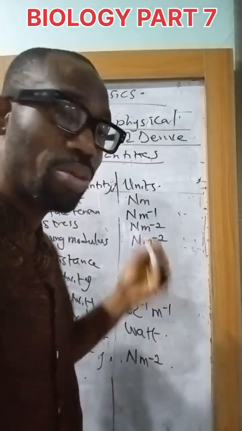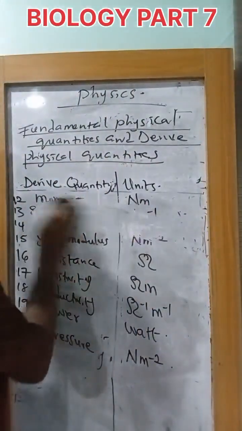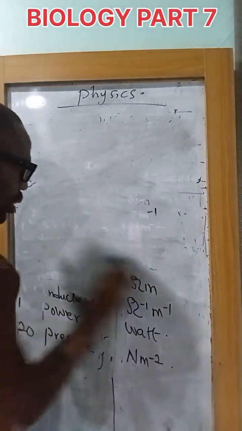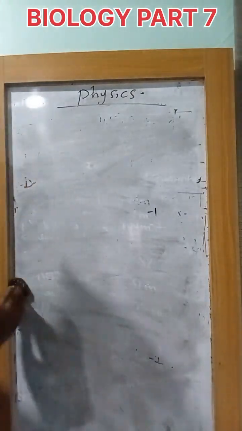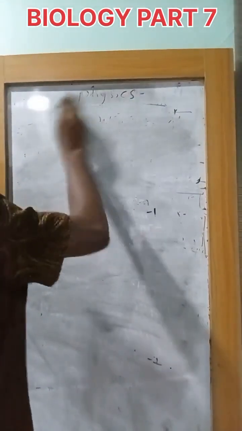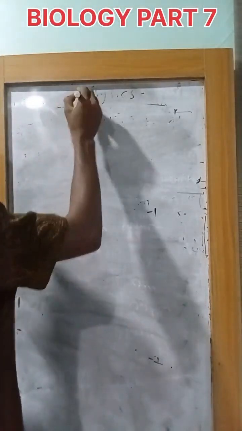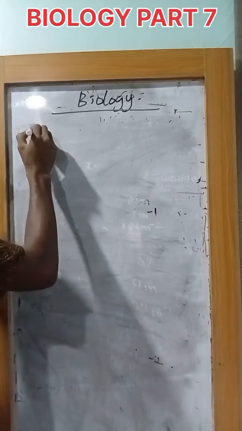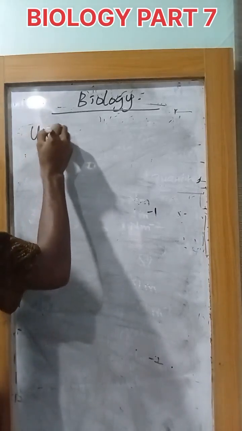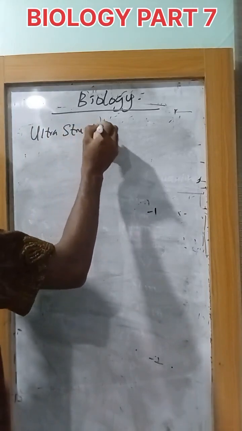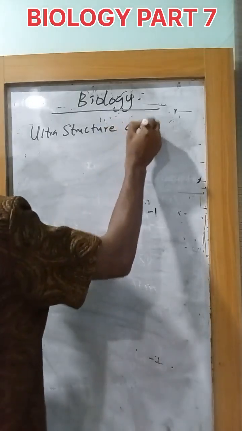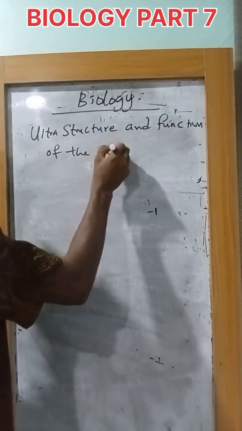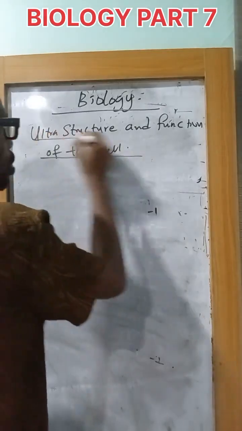So the previous time we learned physics. Now I want to look at biology quickly. Now in biology, go and watch my biology video 1, 2, 3, 4, 5, 6. Okay, biology part 1, as the case may be. We've been discussing the cell. So today, this is biology. Today we're still on the ultrastructure and function of the cell.